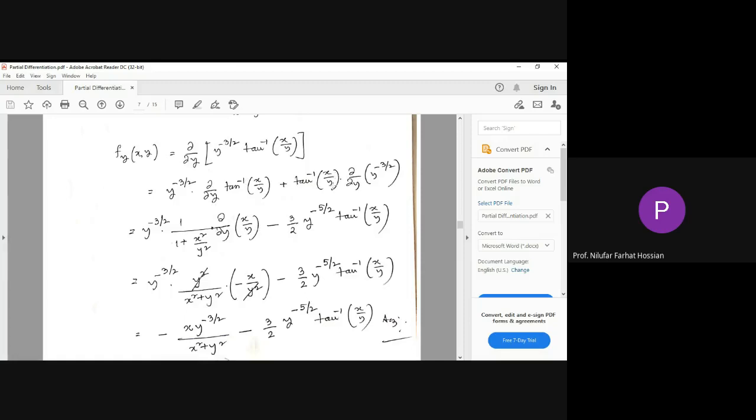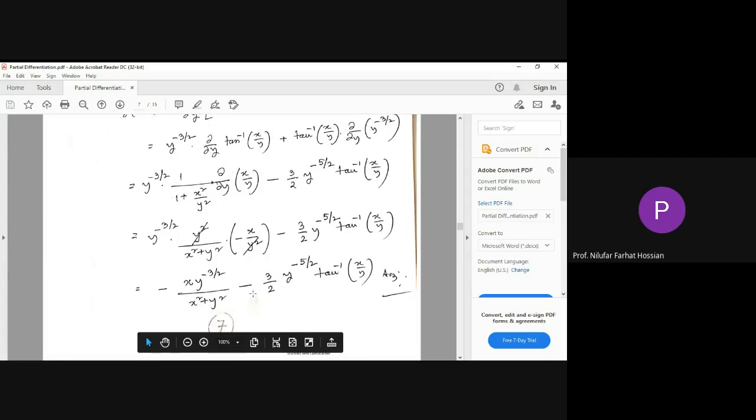And here tan inverse x by y, d dy of y to the power minus 3 by 2. So it will be minus 3 by 2 into y to the power minus 3 by 2 minus 1. That means the sign will be minus, 3 by 2 y to the power minus 5 by 2 into this. And here del y of x over y. So x is a constant, you can take this x outside of this partial derivative, and del y of 1 over y is nothing but minus 1 by y square. So ultimately it will be minus x by y square.